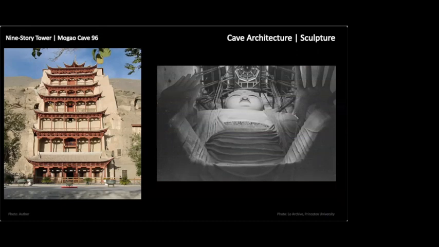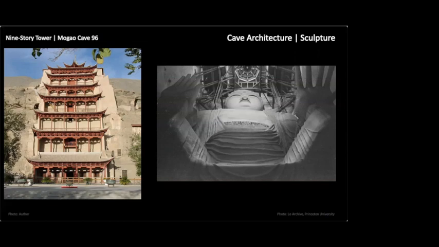It takes up the entire height of the cliff, requiring huge amounts of cliff space, and the planning and coordination of builders, sculptors, painters, and immense funding is required to mount such an excavation and such a construction. In Cave 96, the 9-story tower, a colossal Buddha occupies the entire space.